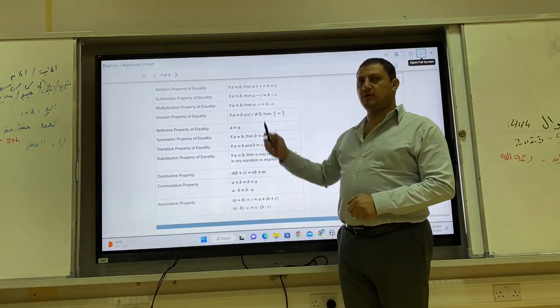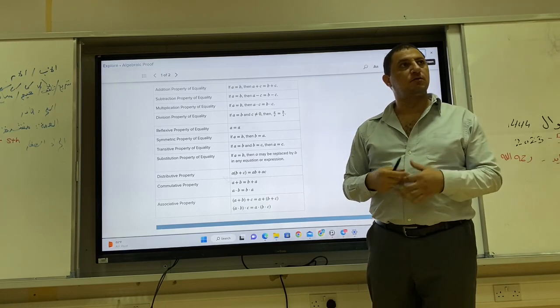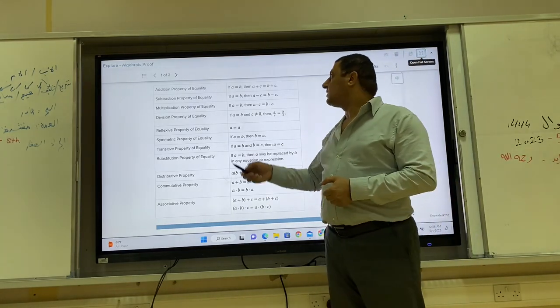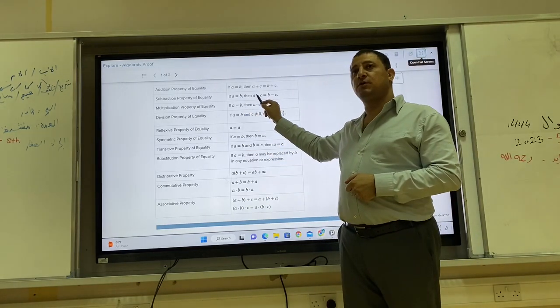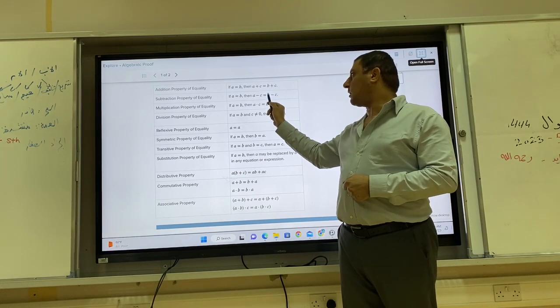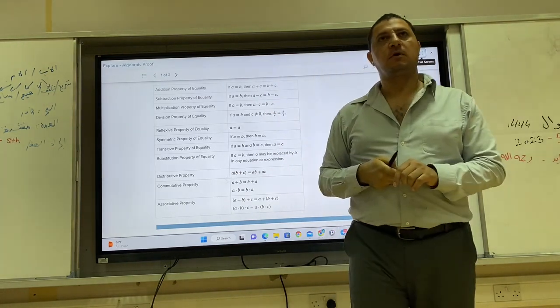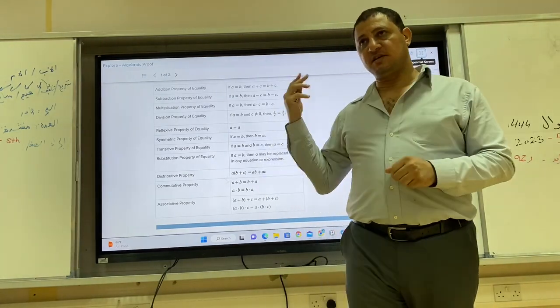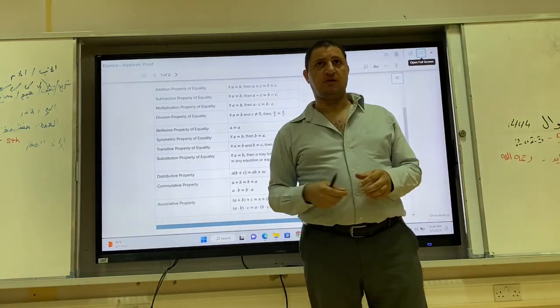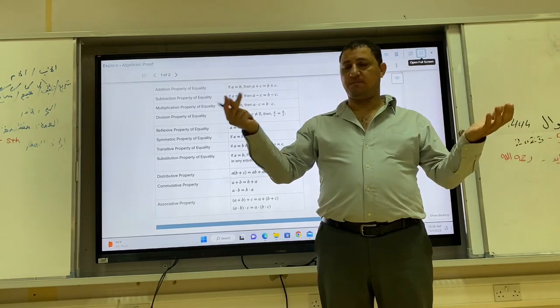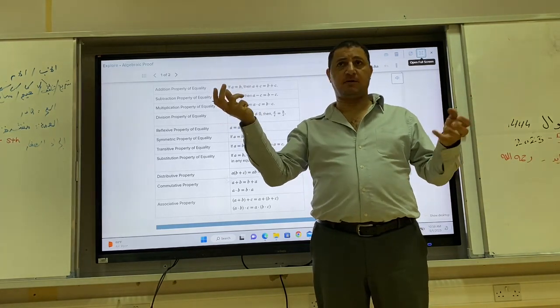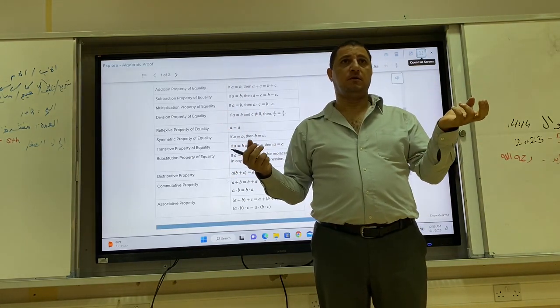Subtraction property of equality is the same but with subtraction. So if I subtract the same amount from two equivalent values, the equal sign is kept. I have introduced this before. If you went to the kitchen and you found a scale and balance has 1 kilo of apple here and another kilo of apple here.